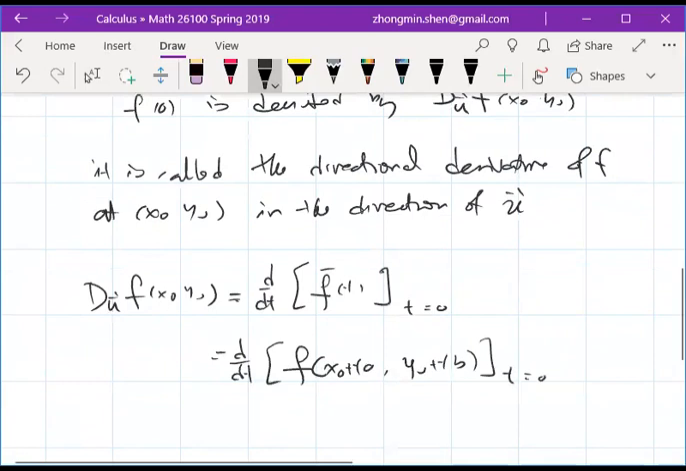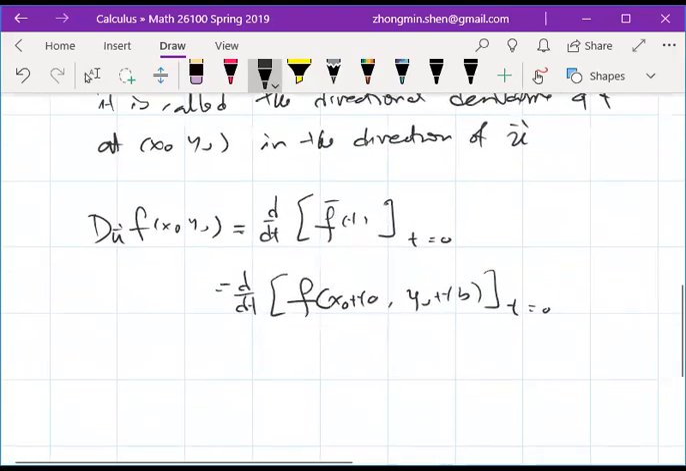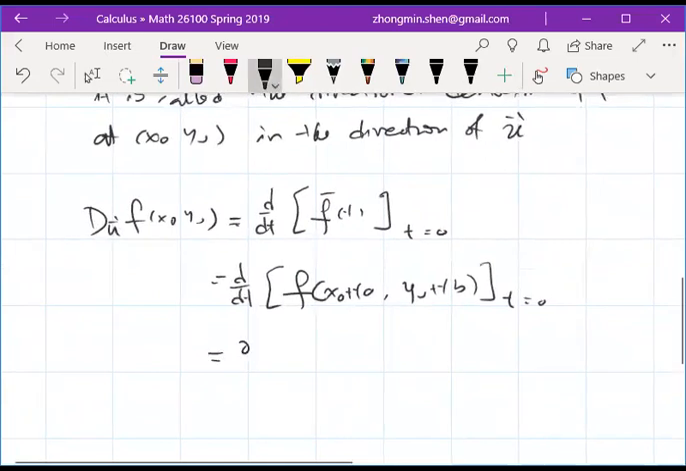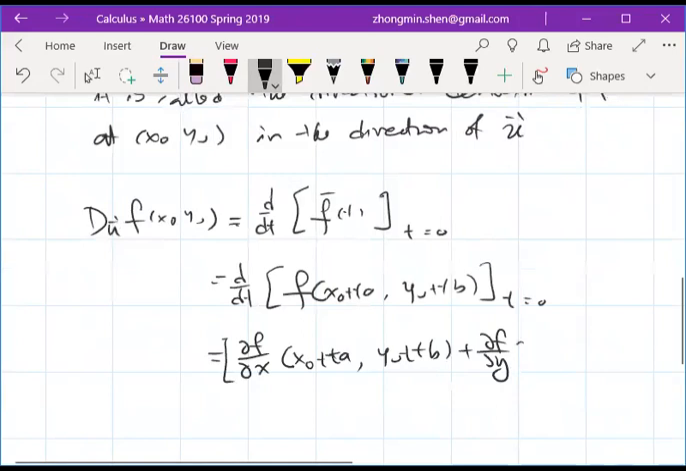Now you can apply the chain rule to this particular problem. This is going to be the partial derivative of f, evaluated at t equals 0, at (x naught plus ta, y naught plus tb). Oh, sorry, we have two terms: the partial derivative of f with respect to y as well.